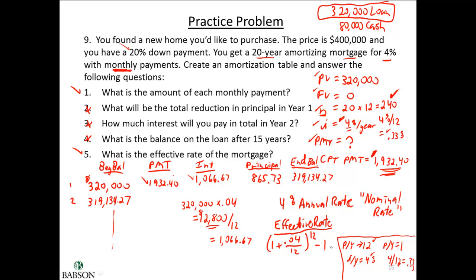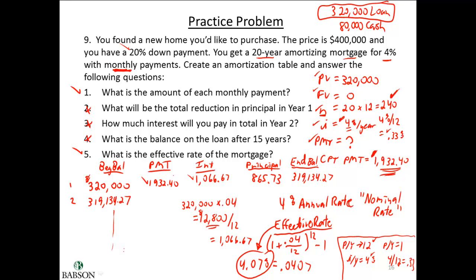1. So in this case, our effective rate, again, order of operations matters, so I'm going to take 0.04, divide by 12, I'm going to add 1, and then I'm going to hit the y to the x button to take that, what's in parentheses, to the 12th power, subtract the 1, and I'm going to end up with 0.0407, or 4.07% is the effective rate on the loan.